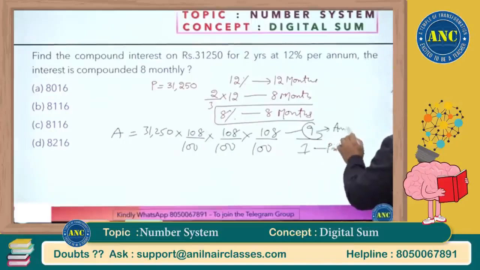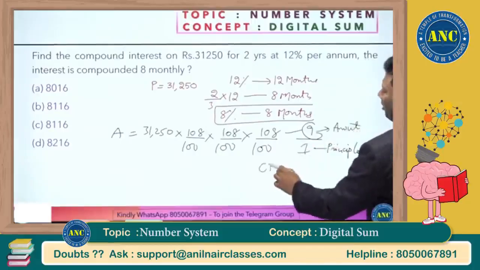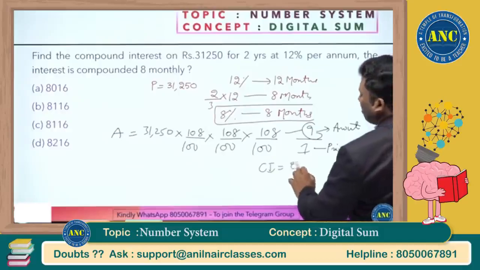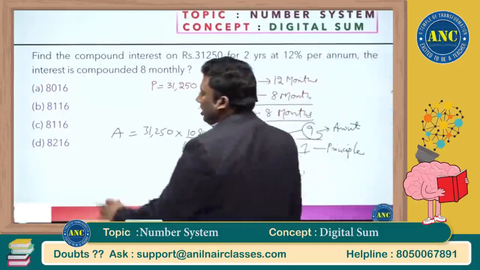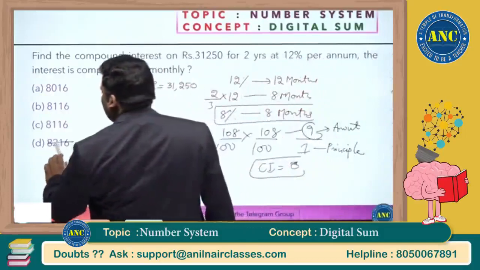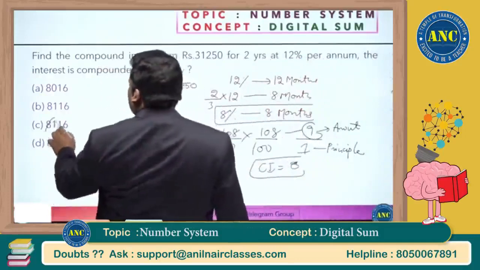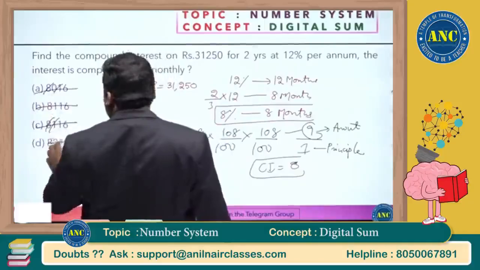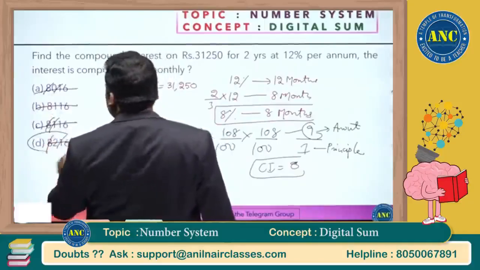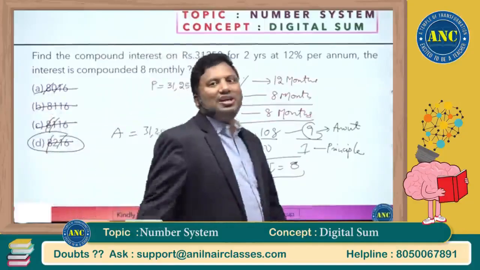Amount, it is 9. What do we require? Compound interest: amount minus principal. 9 minus 1, it should be 8. Answer digital sum is 8. Check the options: 8 plus 1 it is 9, 7 plus 1 is 8, 6 plus 2 is 8. Such an easy question.